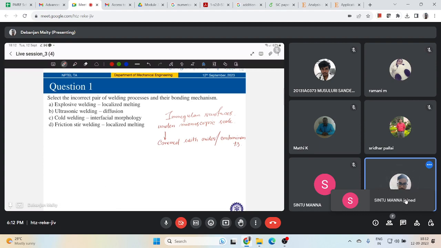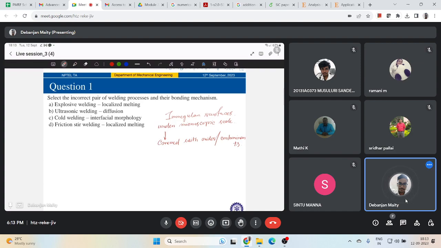Now for this question, you need to match the following: which mechanisms are there for different kinds of welding techniques. We'll try to understand the very basic mechanisms of these welding techniques, and then we'll figure out which will be the correct answer. So first thing is explosive welding, right?